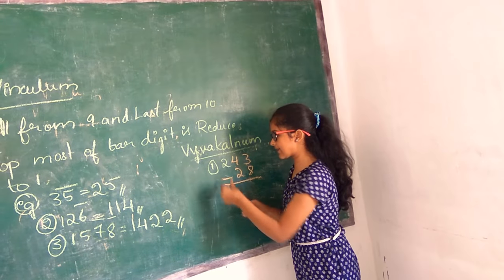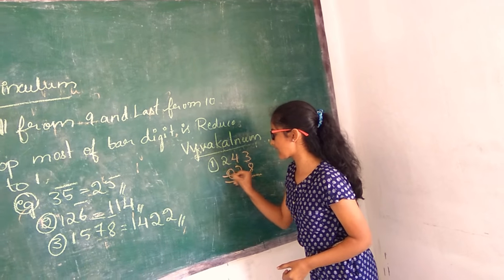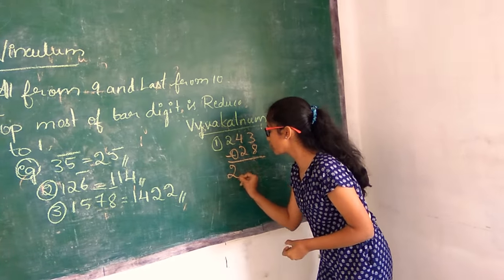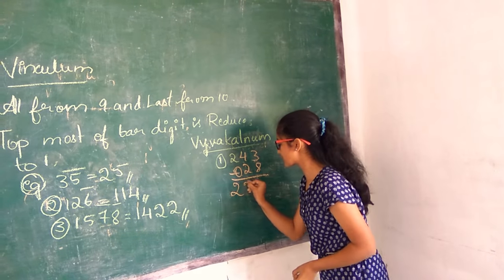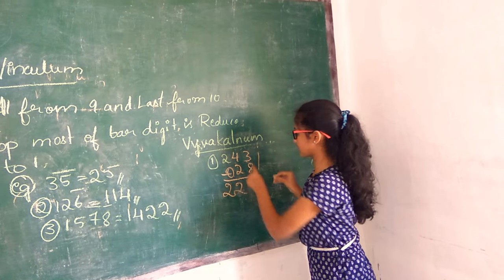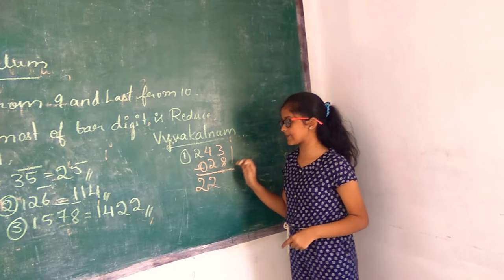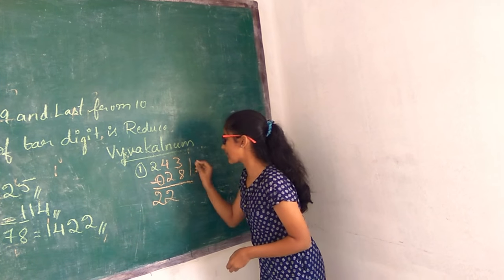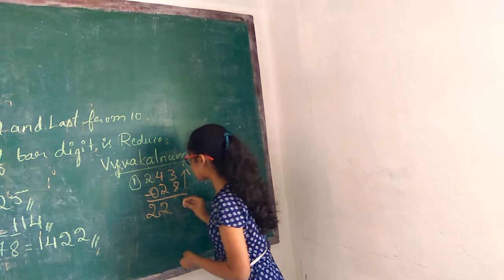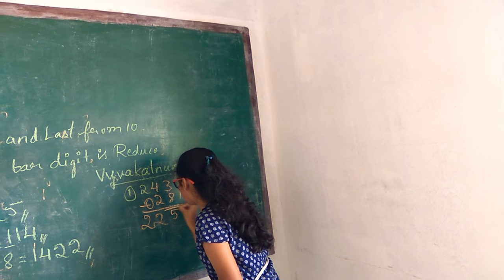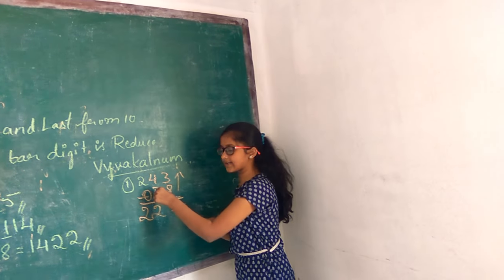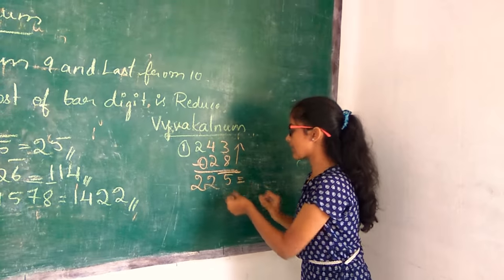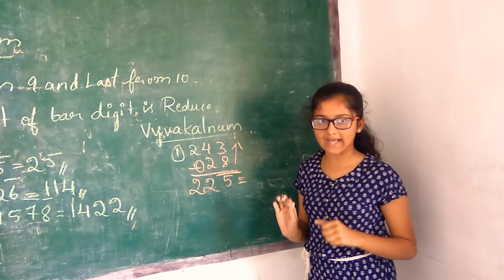To the right, if there is nothing, we write 0. 2 minus 0 equals 2. 4 minus 2 equals 2. And when 3 minus 8 is not possible, we subtract 8 minus 3. Then 8 minus 3 equals 5. And we take a bar because we subtract from below to above. So we take the bar. This is not the final answer.